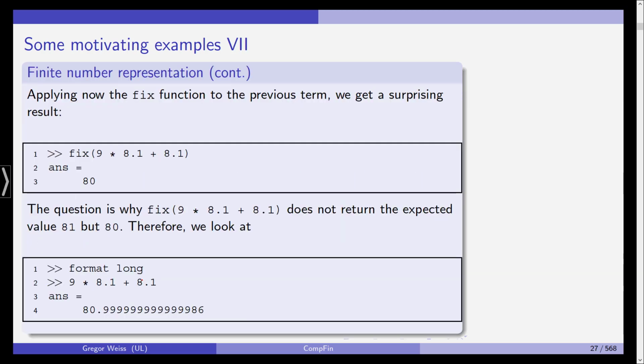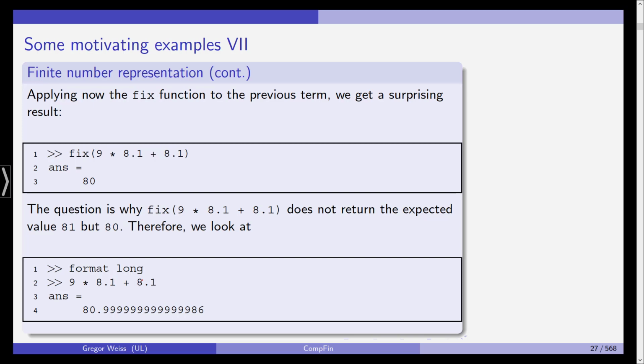Question now is, why does fix of 10 times 8.1 not return 81 but 80? And to see this, we need to change the display format in Matlab, and we are now saying, okay, format long, which means that instead of 4 decimal places, we now get, I think, 15.